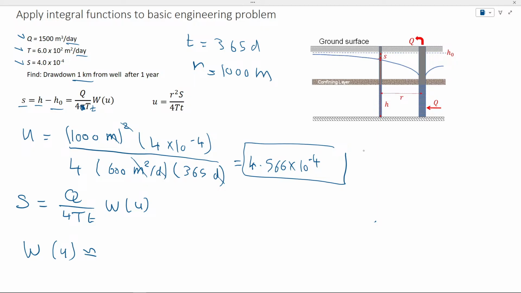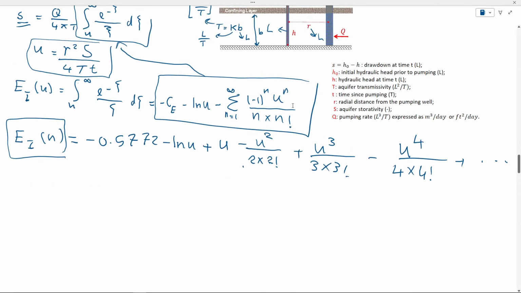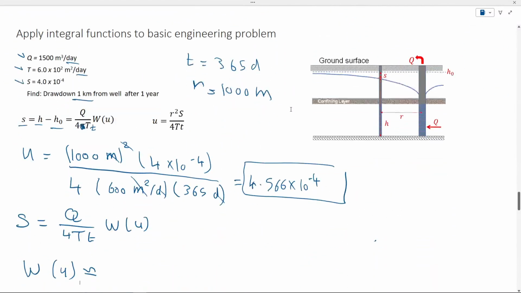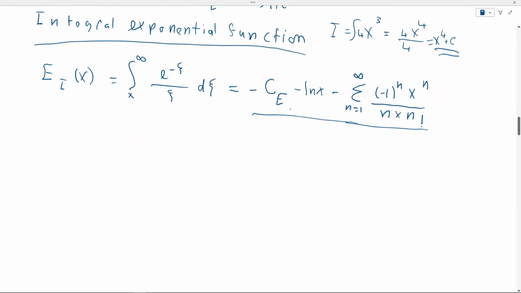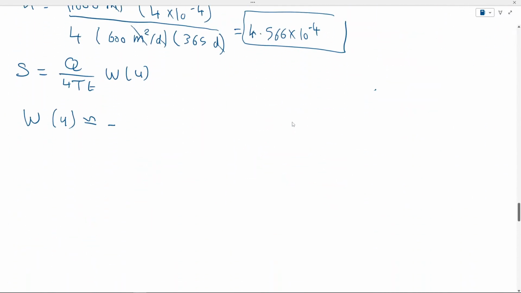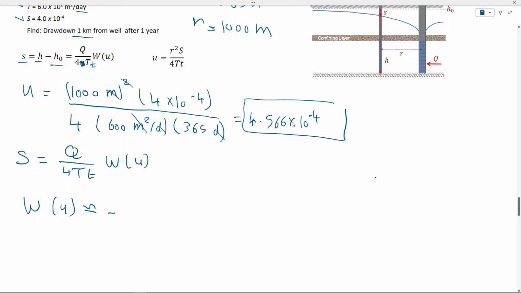Oh, I think I have a mistake. I think that's correct. I didn't make a mistake here. That's equal to negative, that's my Euler number, negative 0.5772, minus ln u, plus u, minus u squared, plus.